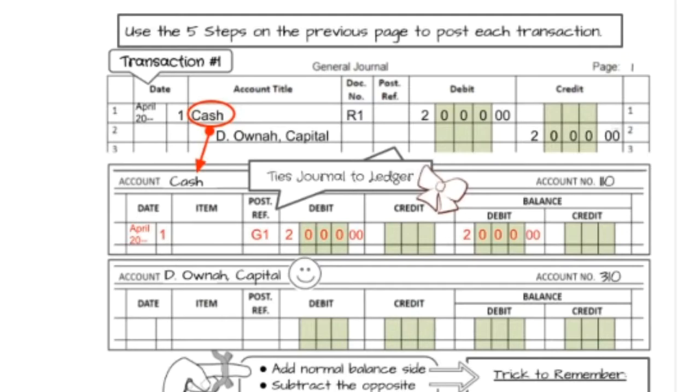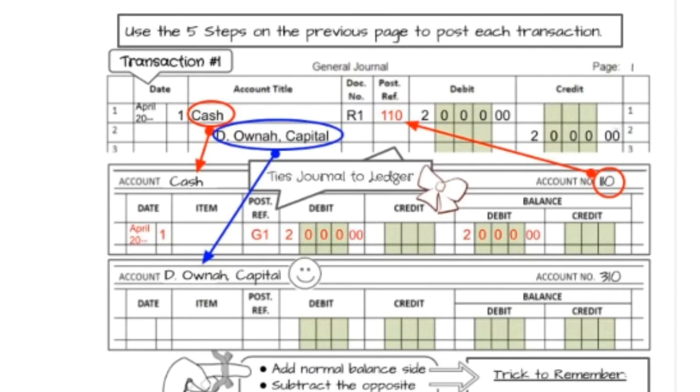Then we figure out our account balance. Now remember, all accounts start with 0. So 0 plus 2,000 is 2,000. And we're putting it in the debit side because the debit side is the normal balance side for cash. Our last step for this row is to tie the ledger back to the journal with the post ref. So you take 110 and you put that back in the post ref column of the journal.